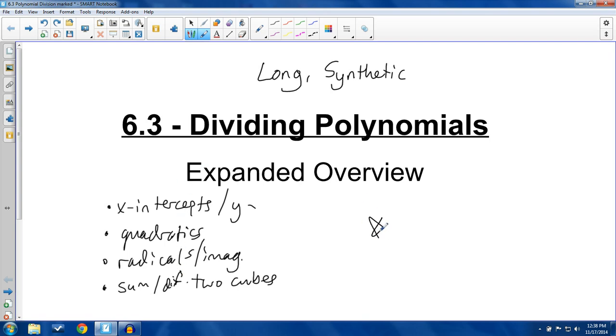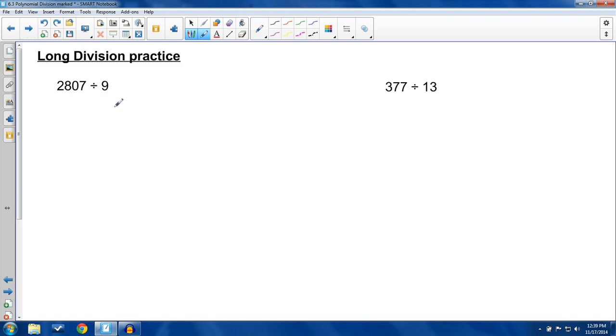Now the other one is multiplicities. That's kind of a new subject if you think about it. But the dividing's the big one that I really want to make sure that we get. So it's an expanded overview that we'll do here. I'm going to start by doing long division practice with these two guys right here. 2,807 by 9. And 377 divided by 13.